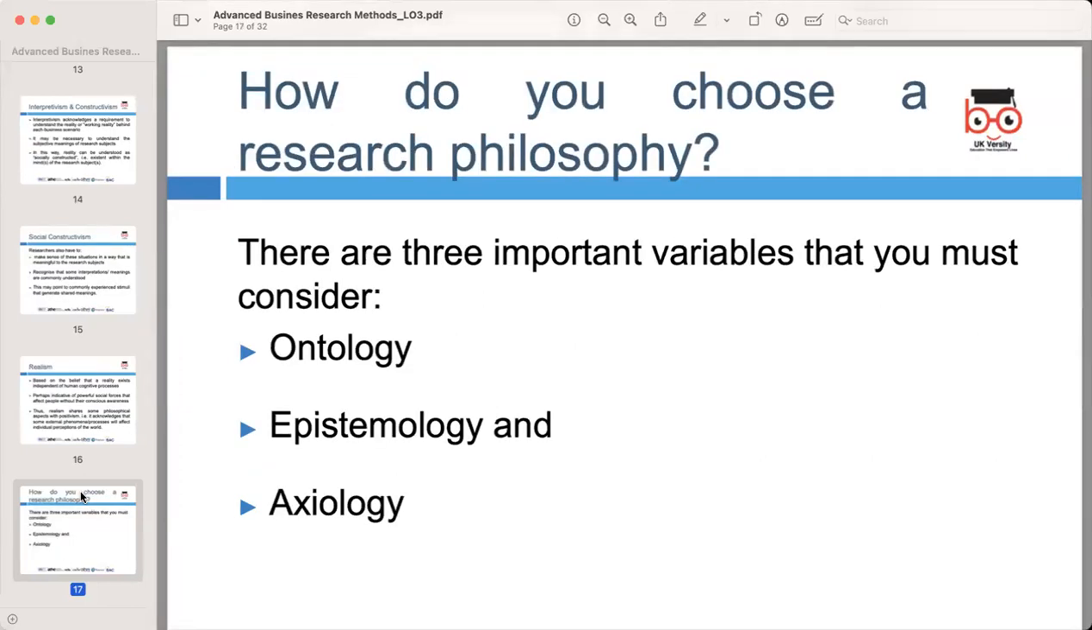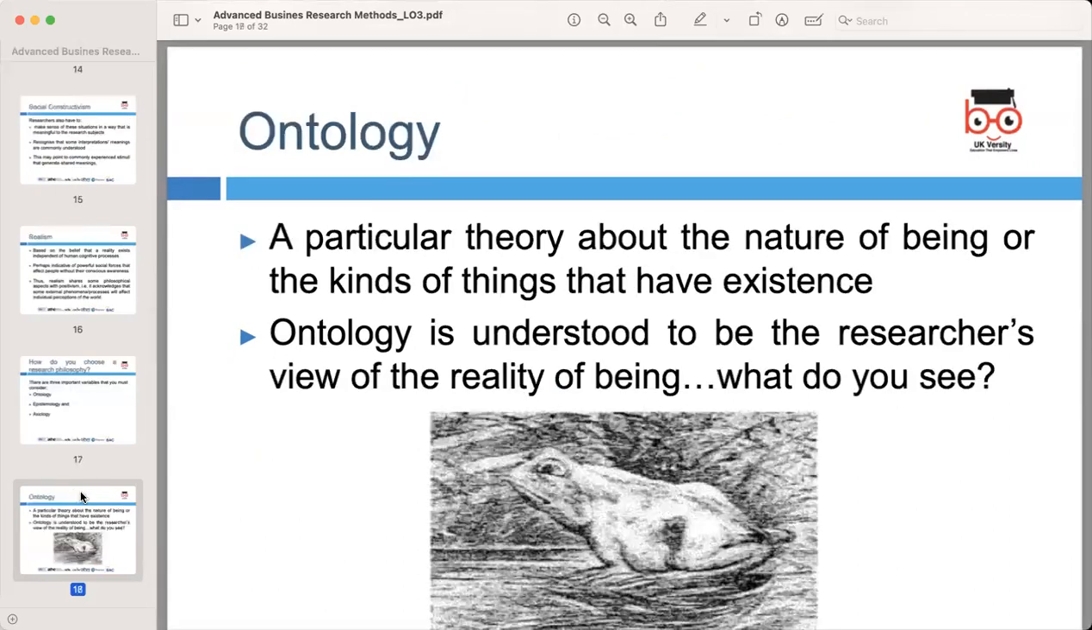How do you choose a research philosophy? There are three important variables that you must consider: ontology, epistemology, and axiology. So here, first of all, is ontology.